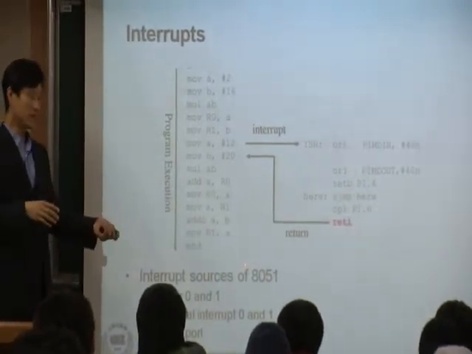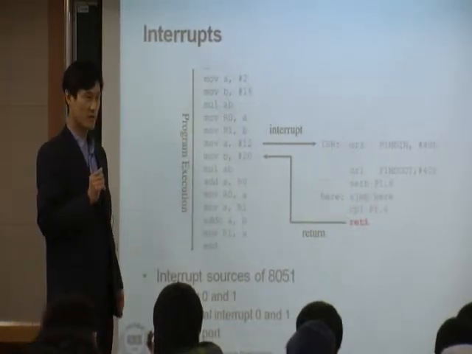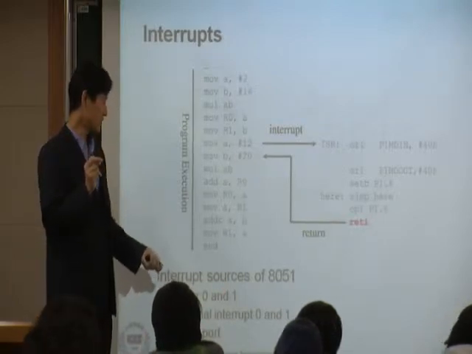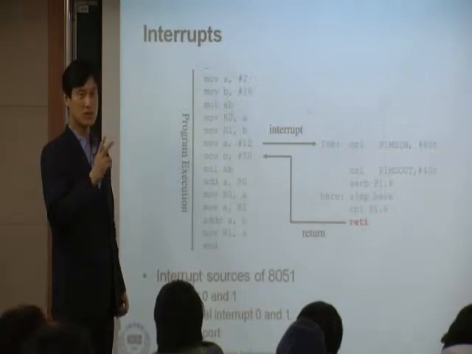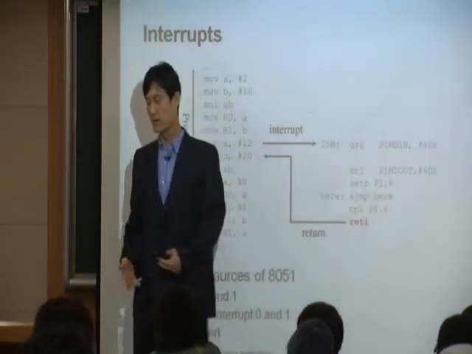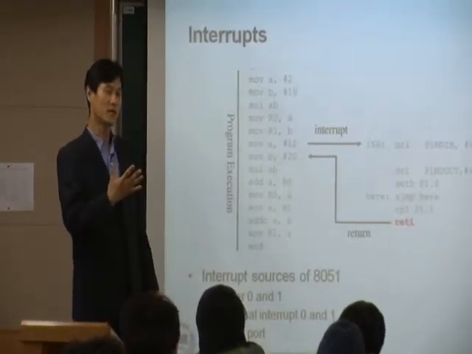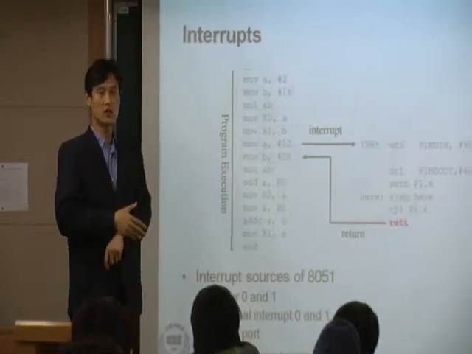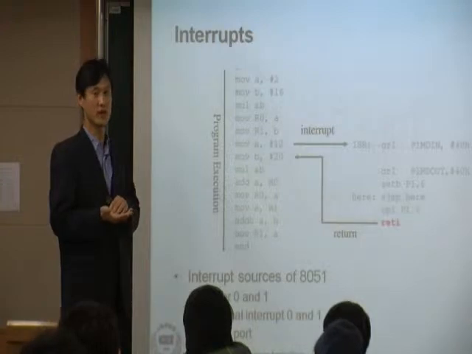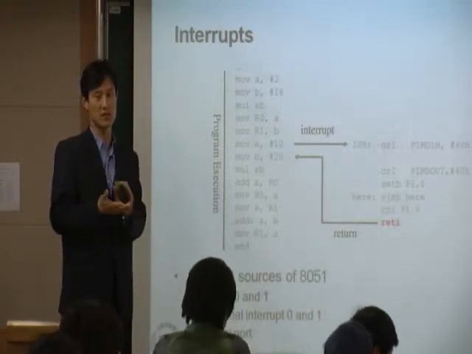In the 8051, in our microprocessor, we have 5 different interrupts. Timer 0, 1, 2 timer interrupts, external interrupt 0 and 1, 2 external interrupts, and 1 serial port interrupt. There are 5 different interrupts. This is an 8-bit microprocessor, so we have only 5. But if you look at a 32-bit microprocessor, sometimes you see 20, 30, or even 60 different interrupts. So there are so many different interrupts.